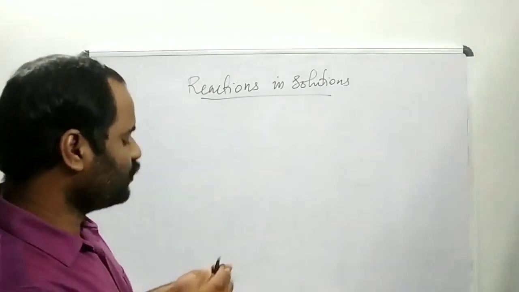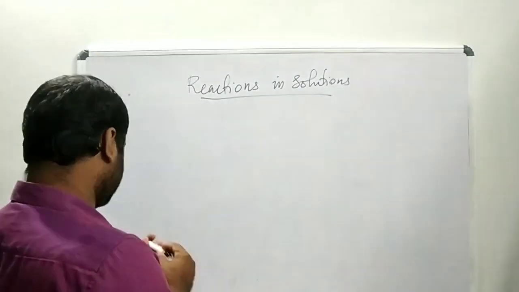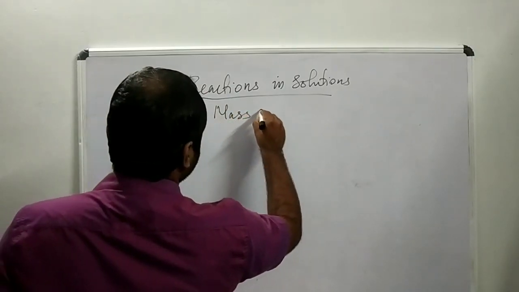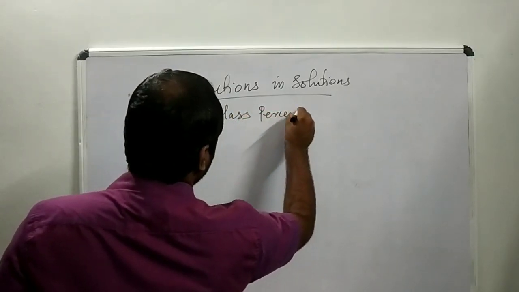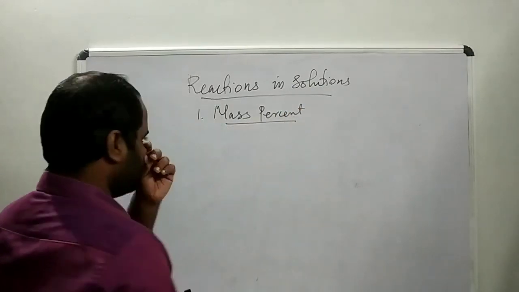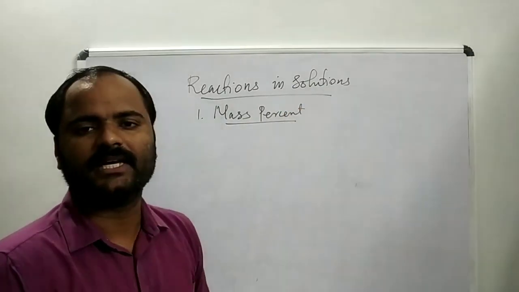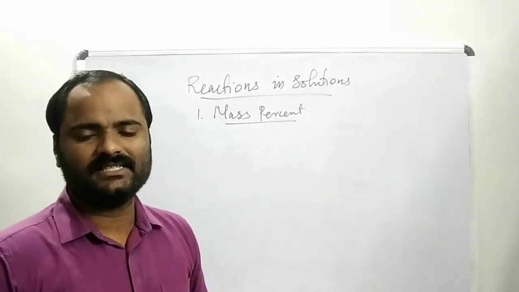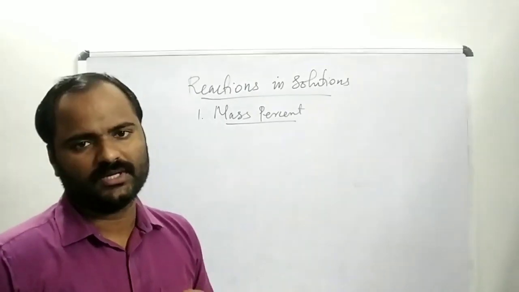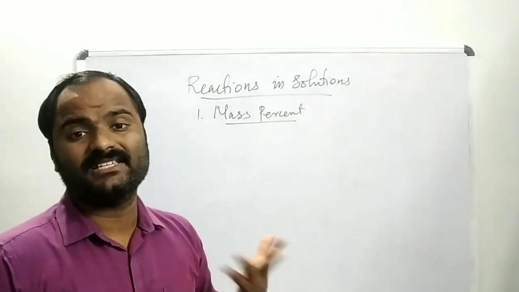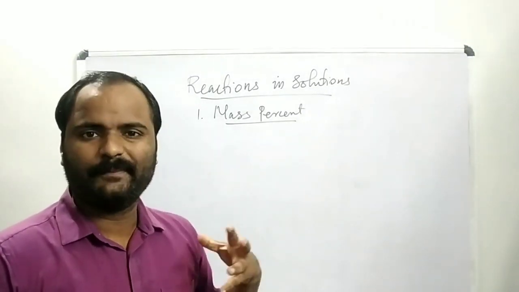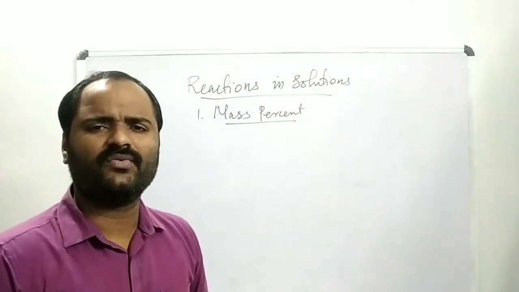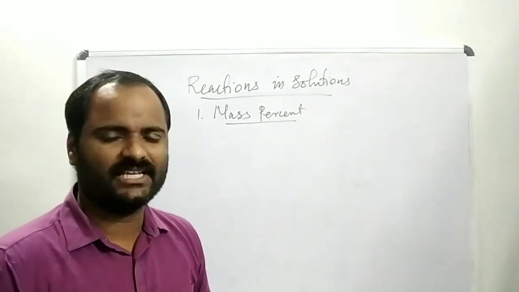The first one is mass percent. What do you mean by mass percent of a solution? This thing we have already studied. Mass percent is nothing but the percentage of the mass of a solute present in a solution.